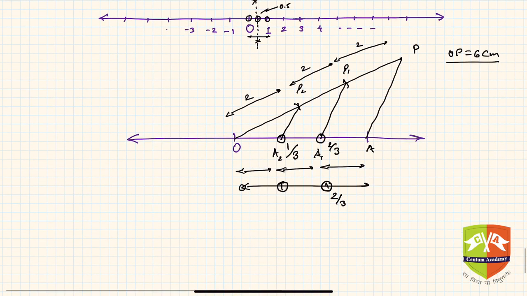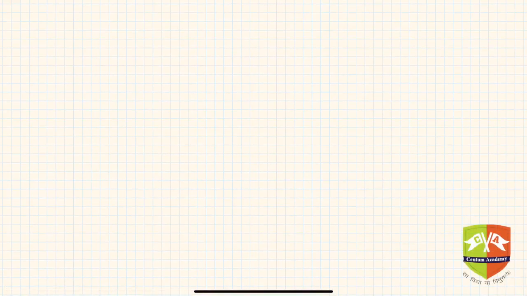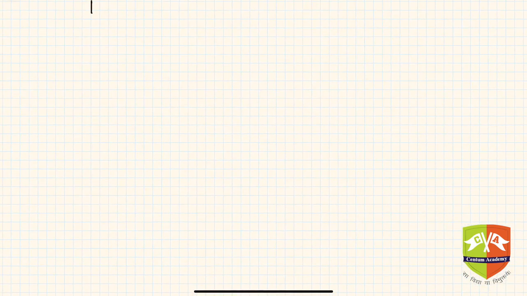Let us now move on to how to plot irrational numbers. Irrational numbers are nothing but numbers which cannot be expressed in the form of P by Q. Numbers which cannot be expressed in the form of P by Q, isn't it?